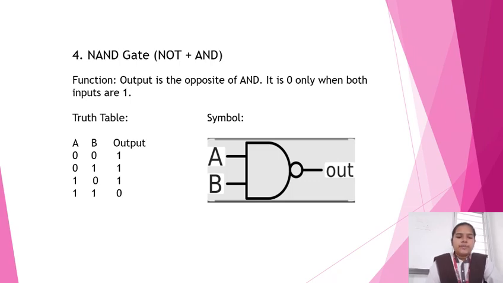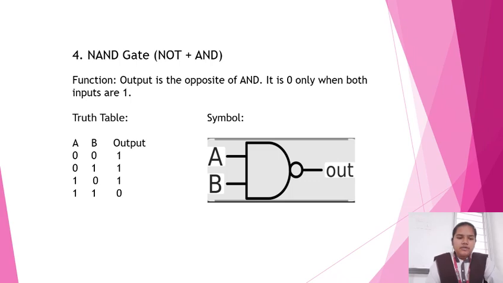If we take inputs as A and B and output as output, if A equals to 0, B equals to 0, the output becomes 1. If we take A equals to 0 and B equals to 1, the output becomes 1. If we take A equals to 1 and B equals to 0, the output becomes 1. If we take A and B both as 1, the output becomes 0, because the output is the opposite of AND. It is 0 only when both inputs are 1.